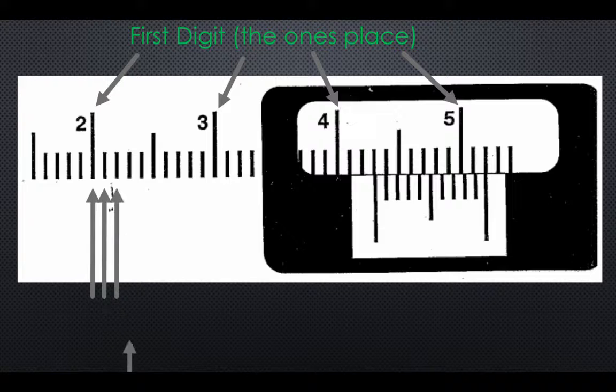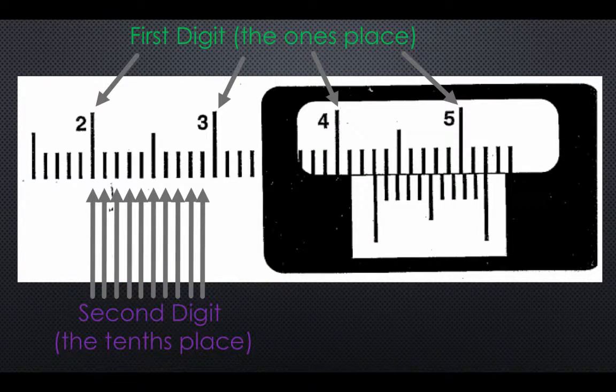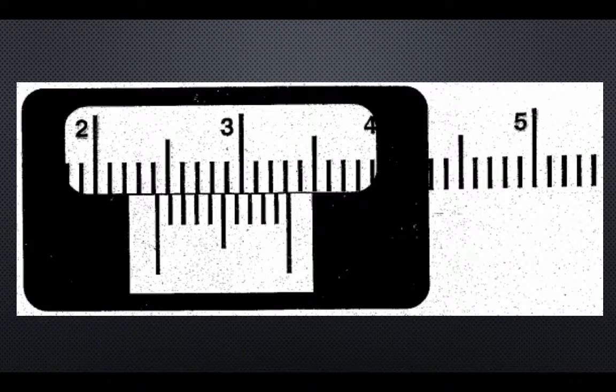The smaller markings in between these larger lines, those are the markings that will allow you to find the second digit or the tenths place. And then the even smaller markings that are on the window that slides on the caliper, those are the markings that are going to allow you to find your third digit or the hundredths place. So let's look at an example here.